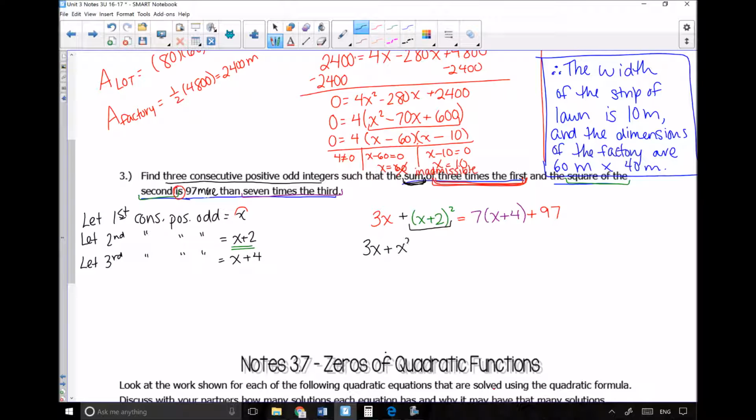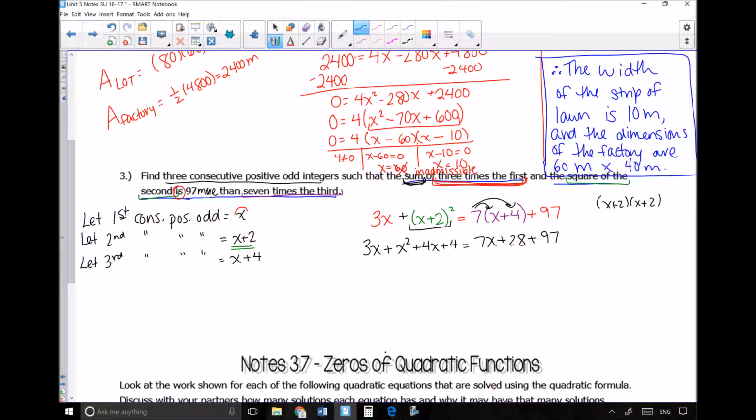So we know this is going to be x squared. We know the b value is going to be double this amount, so I'm going to write plus 4x. And we know the c value is this amount squared, so 2 squared is plus 4. But if you need to pause and actually do the x plus 2 times x plus 2 on the side to see if you get this, please feel free to do that, okay? And then with the 7 on the outside here, I'm going to distribute that through. So I end up getting 7x plus 28, and then it's plus 97.